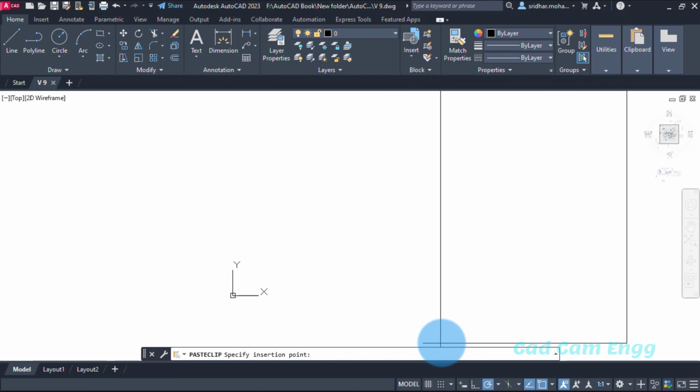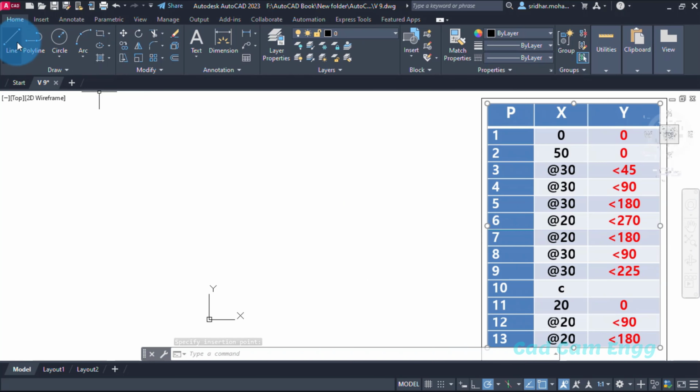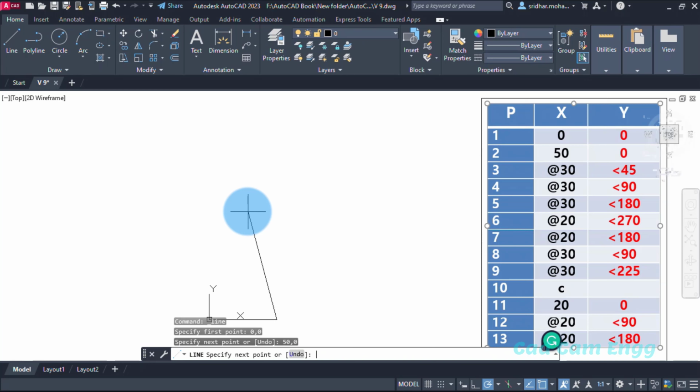So now we are going to create our drawing. First I paste the table here, then I click the line command, then we start giving the values. So the first value is 0, 0, then the next value is 50, 0, then point number 3, @ 30 less than 45, and point number 4, @ 30 less than 90, @ 30 less than 180, and again point number 6, @ the value is 20 and the angle is 270, coming down. So the next point, @ 20, angle 180.